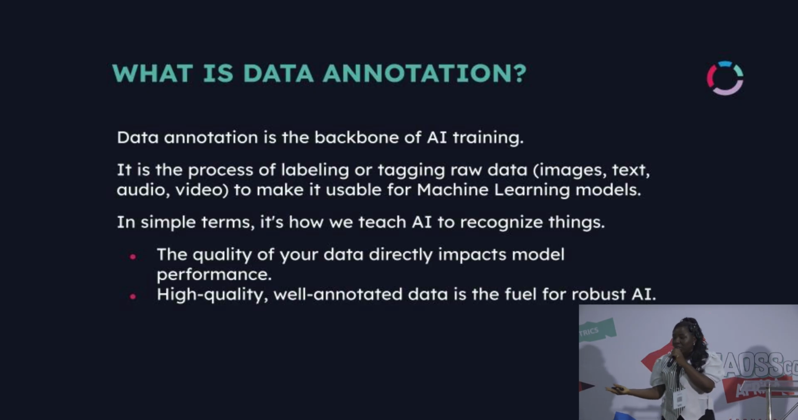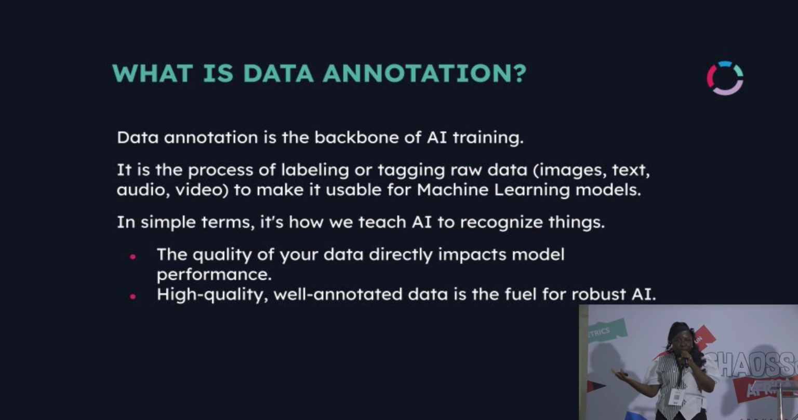So if I'm training an AI model on an image, and I give it an image of a cat, if my AI model now brings out an image of a dog, that is wrong training. That is wrong annotation of data, because I had fed the AI to recognize that this is a cat, but it's coming out as a dog. That is wrong training. So in simple terms, it's how we teach AI to recognize things.